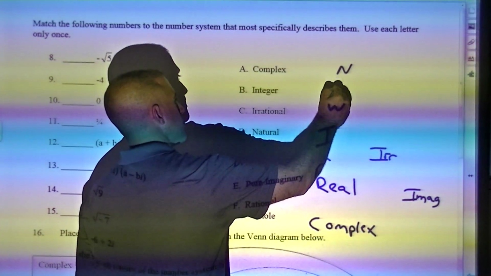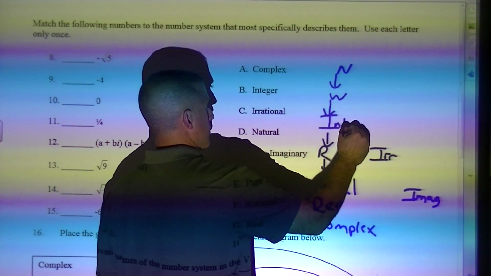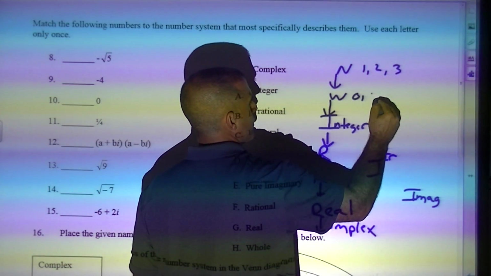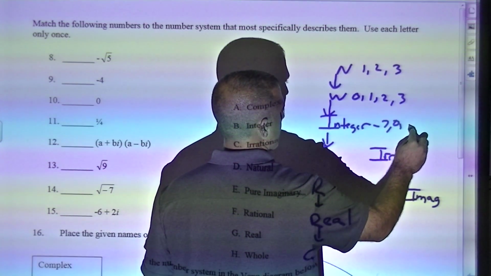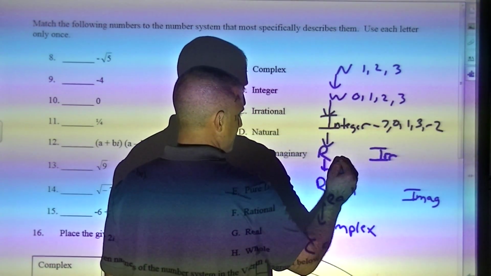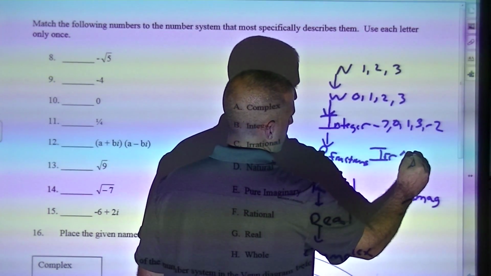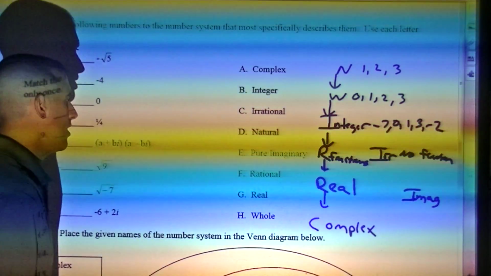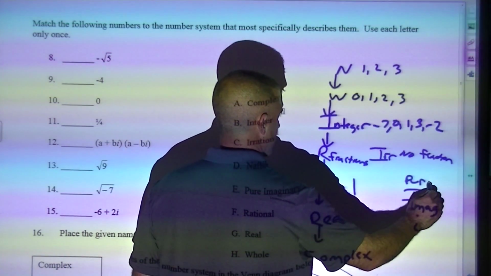Okay, so the way this goes is this works down the list like this. Natural numbers are like our counting numbers. Whole numbers are like the natural numbers but with zero. Integers are non-decimal numbers including zero with negatives in there. Rational are fractions. Irrational, no fractions. Then real, and then imaginary obviously is i, or pure imaginary, some might call it.